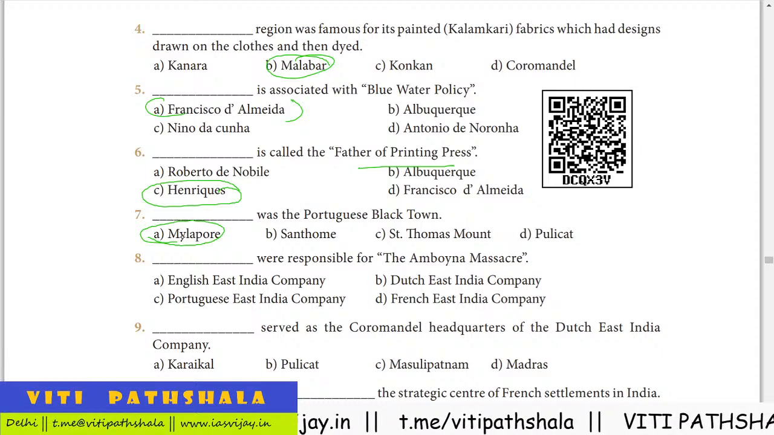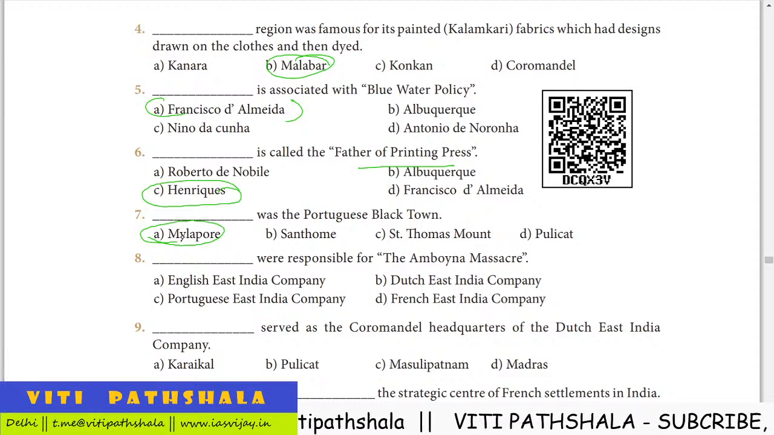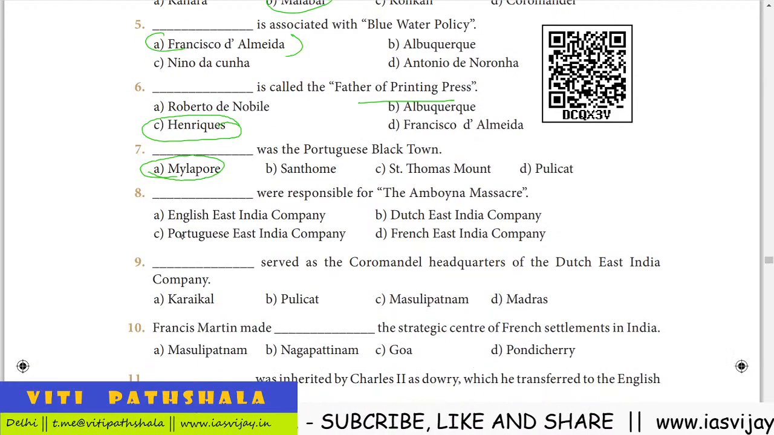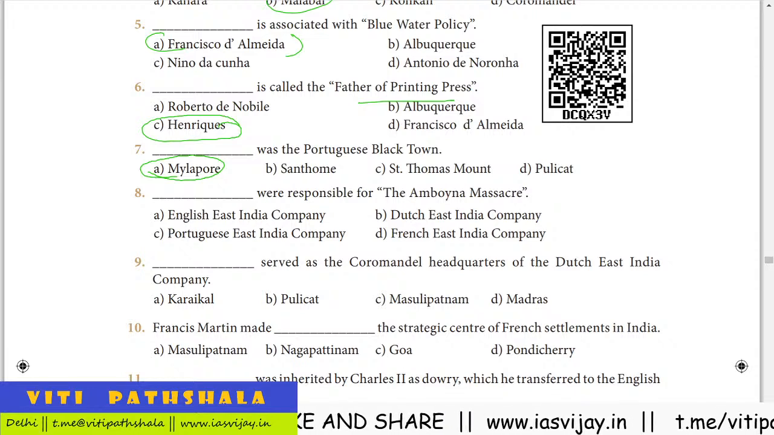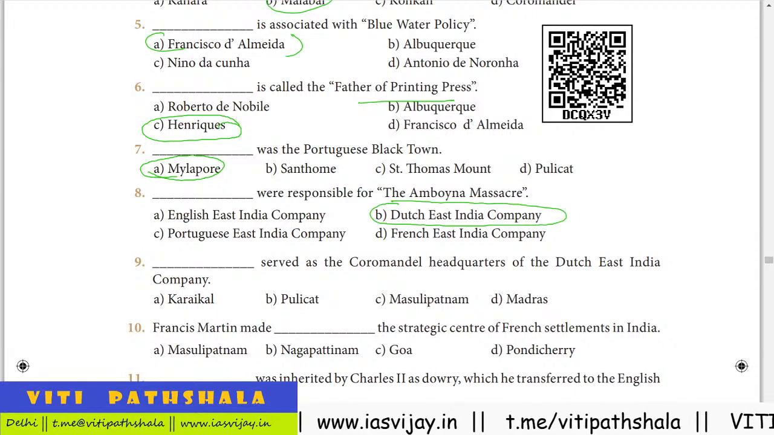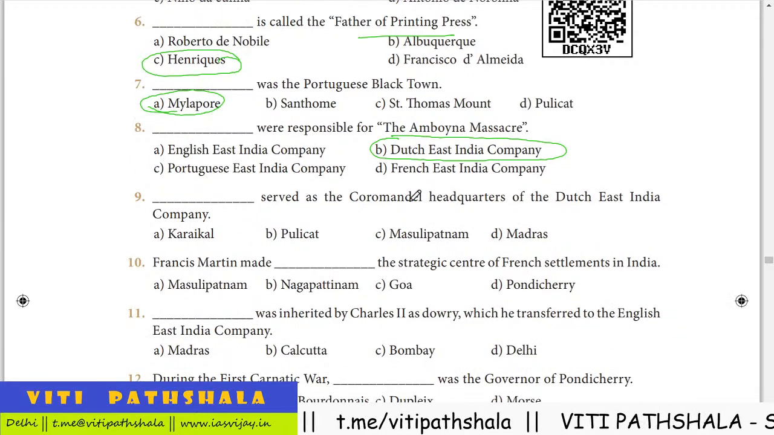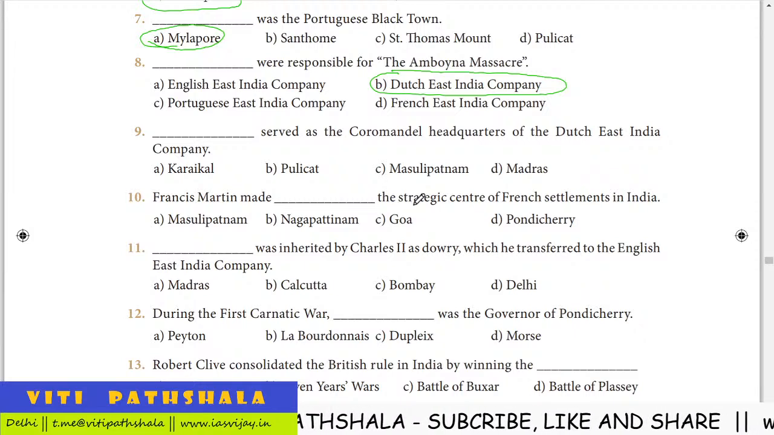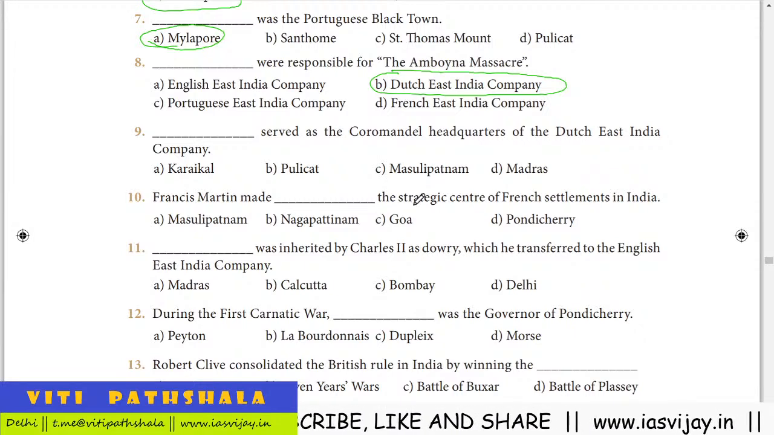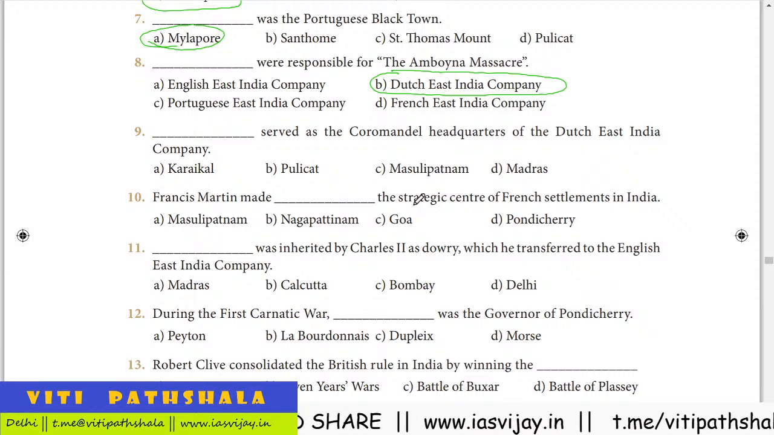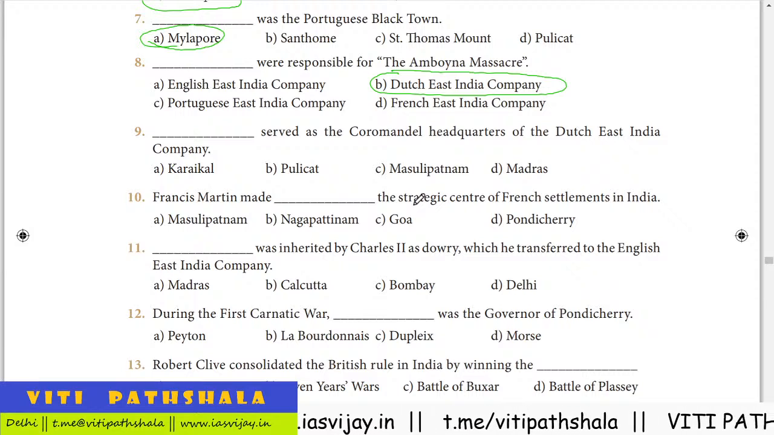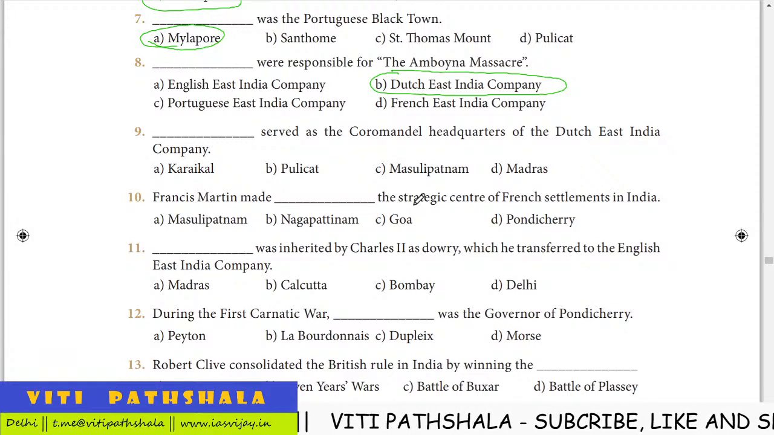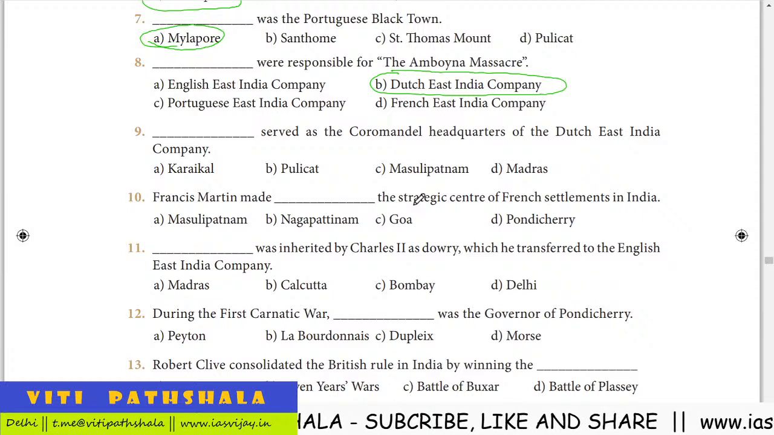Now Dash was responsible for the Amboina massacre. Dash served as the Coromandel headquarter of the Dutch East India Company.